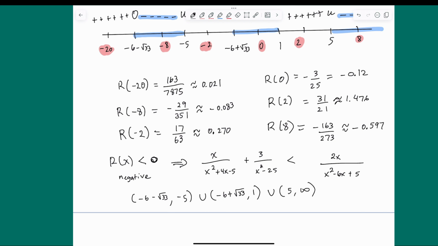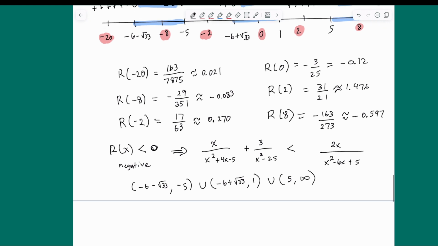So any value in that union of intervals is a solution to both of these inequalities, since those inequalities are equivalent. All right, lastly, let's see how we can get the same result, roughly. It's harder to see because of the irrational zeros, but let's see how we could use Desmos to get the same solution set.